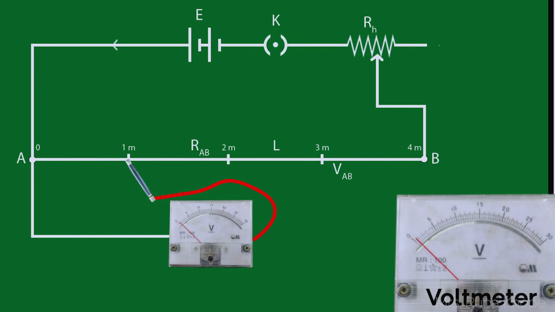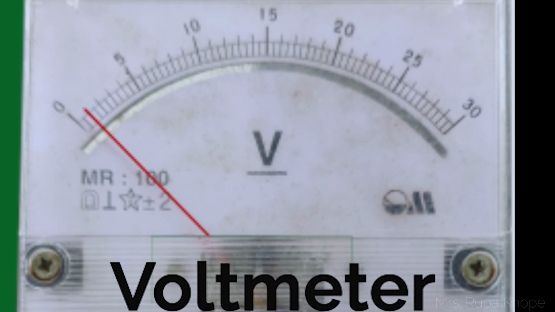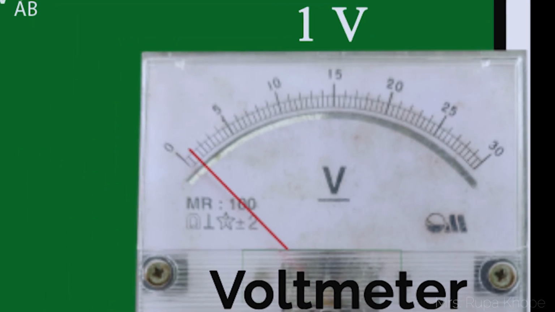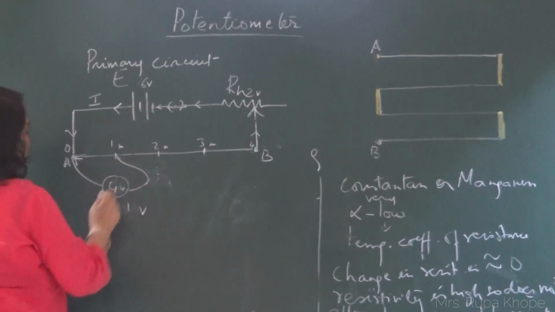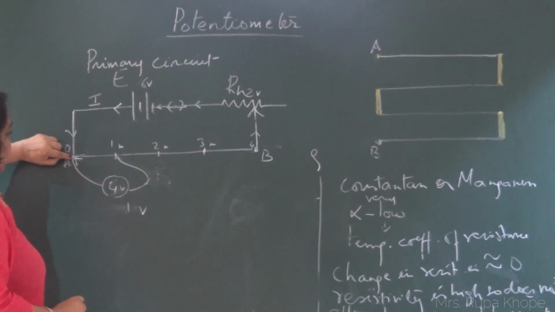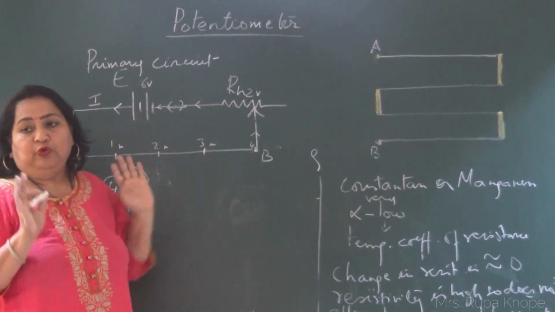Then I touch at 1 meter. Potential difference is 1 volt. It's shown on this at 1 meter. At 2 meter, it shows 2 volts. At 3 meter, it shows 3 volts. And at 4 meter, it shows 4 volts. So what is the meaning of that? Potential difference across AB is 4 volts.